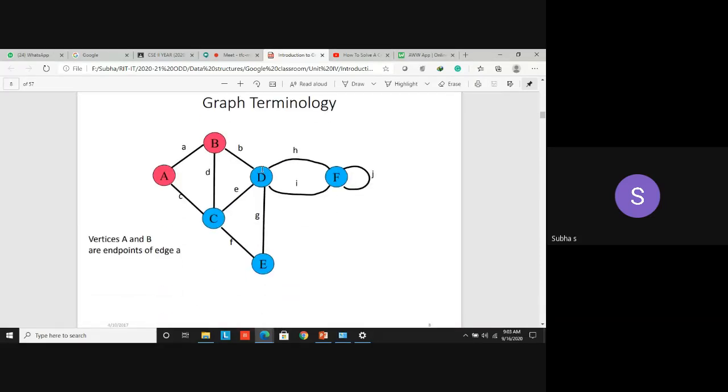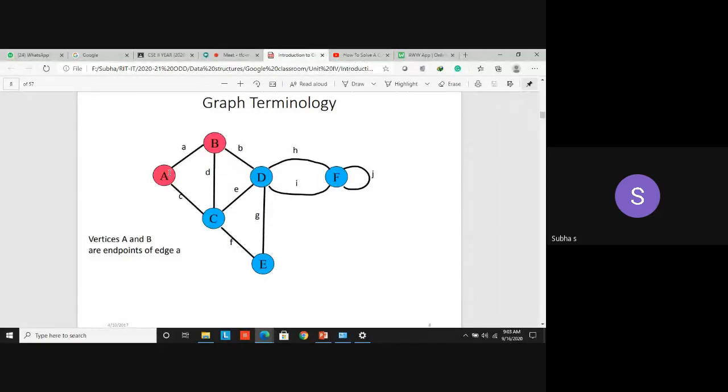Now we see some small definitions about the graph. What is a node? What is a source node? What is a destination, etc.? Because somewhere we have to start. You can start from any point, either A or B, C, D or anything. From that particular node, you are going to traverse and visit all other nodes. The node from which we start is called the source node. Where I am going to end is called the destination node.